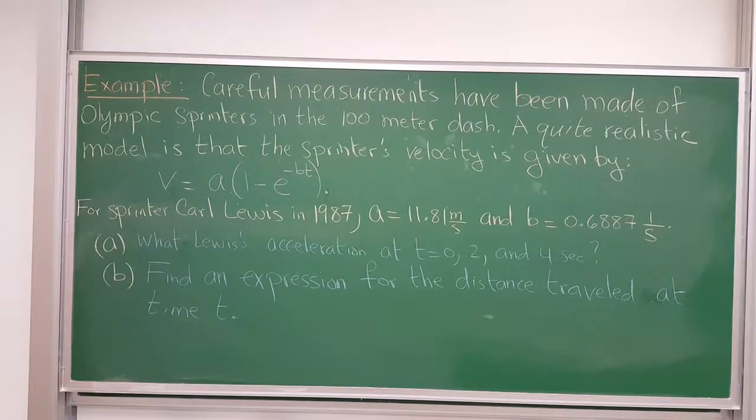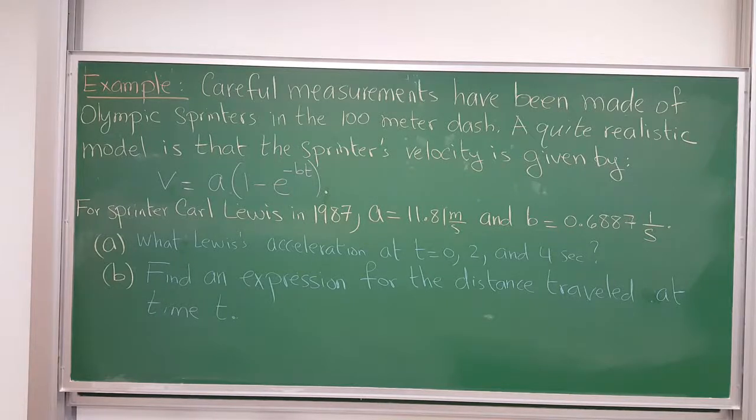So here we have a model for Olympic sprinters, runners. It says careful measurements have been made of Olympic sprinters in the 100-meter dash. A quite realistic model is that the sprinter's velocity is given by the following expression: V is equal to A times parentheses 1 minus e to the minus b t.